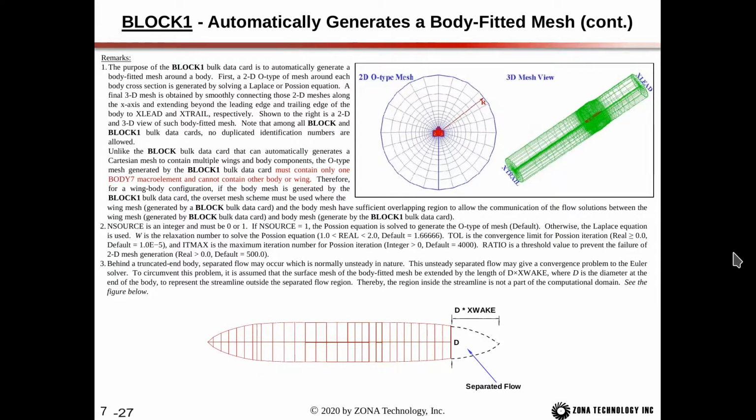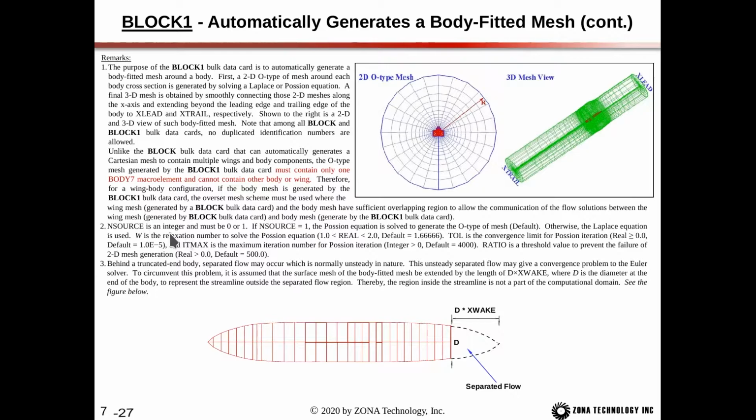Here's a picture of what the block 1 looks like. Here we have a much too complicated aerodynamic geometry to be used for the block 1, but this is just for illustration purposes. You can see how the grid grows out from the body like this. This is our R direction here. And then we have the X lead and X trail. And then the X growth factor controls how fast the X growth occurs in the mesh.